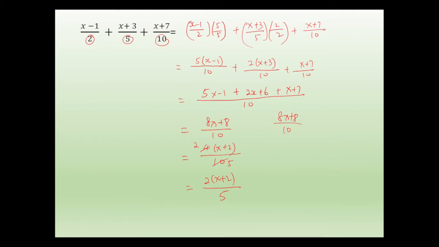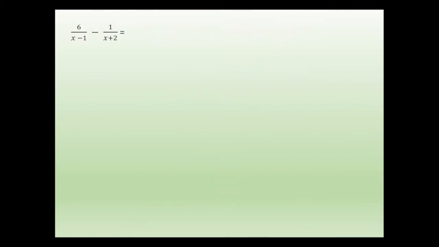We can actually just cancel it. 8 divided by 2 is 4. 8 divided by 2 is 4. 10 divided by 2 is 5. And therefore that becomes 4x plus 4 over 5. I'm happy with both answers. You can give the answer either here or this one. They are both correct. Now, let's go to the next level.